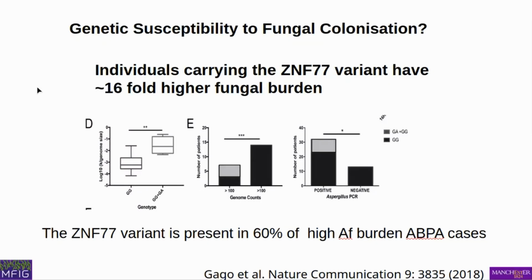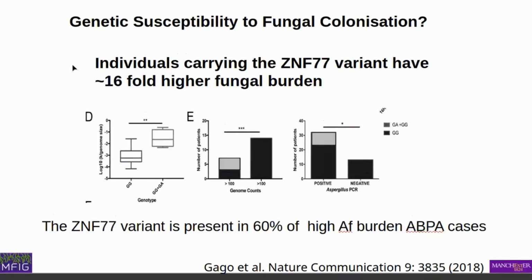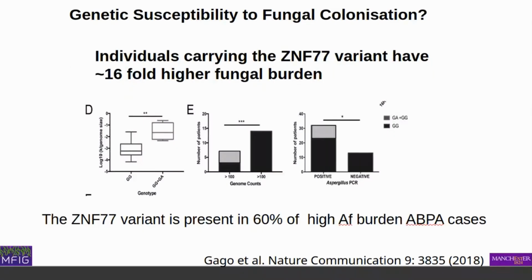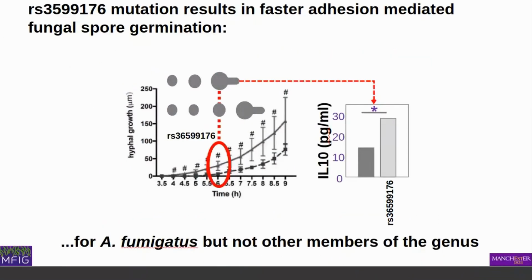What's the consequence of having that variant? The first thing is, I'll just show you this quickly. Again, I don't like to show you lots of graphs, but the Aspergillus in your lungs actually grows faster. That was the first thing we noticed. It germinates quicker, it grows faster. That all fits in with having more Aspergillus in your lung.